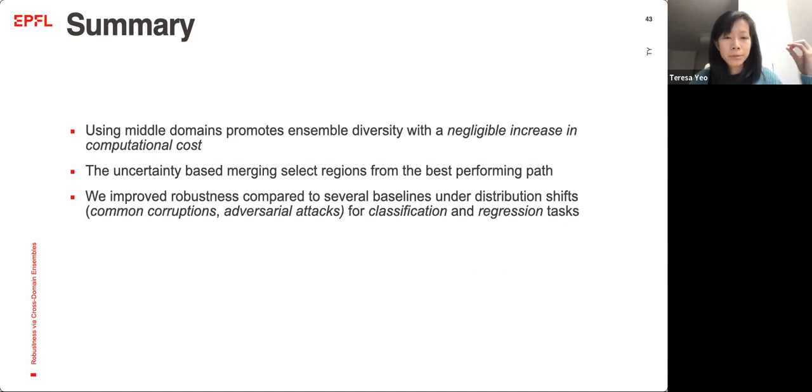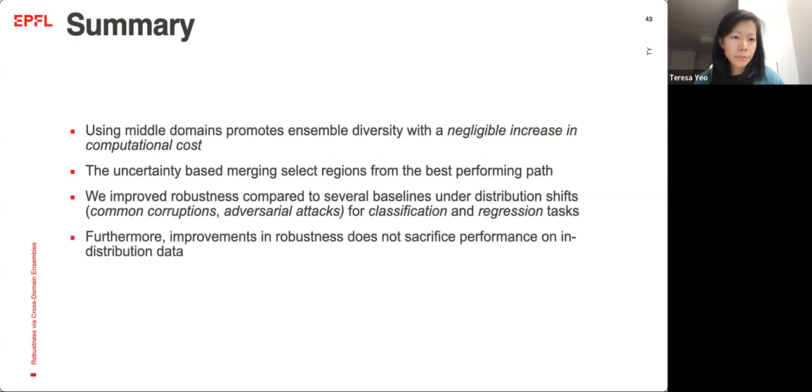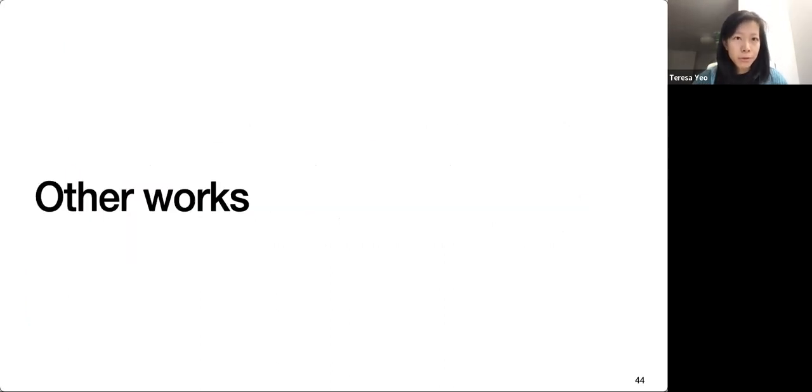We obtain improvements in robustness compared to baselines under distribution shifts, such as common corruptions or adversarial attacks, for both classification and pixel-wise regression tasks. This improvement in robustness did not come at the expense of the performance on in-distribution data. So this is an overview of cross-domain ensembles. Now I will move on to two other projects that we have been working on.